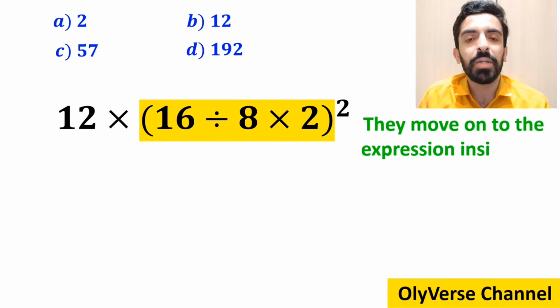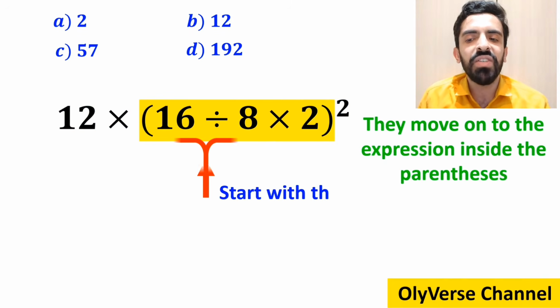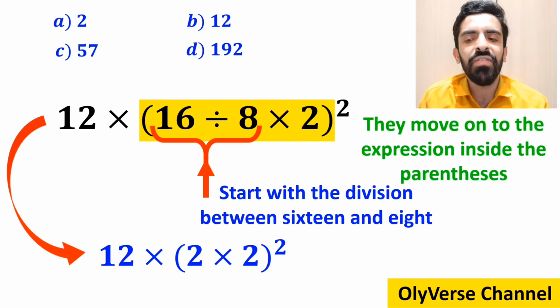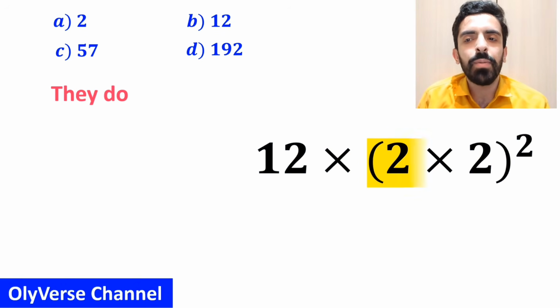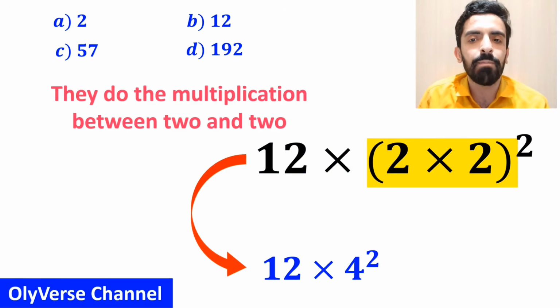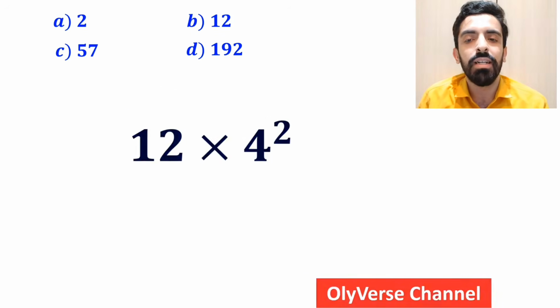Then they move on to the expression inside the parentheses and solve the division between 16 and 8. So they simplify this expression to 12 multiplied by (2 times 2) all squared. Next, they do the multiplication between 2 and 2 and write this expression as 12 multiplied by 4 squared.